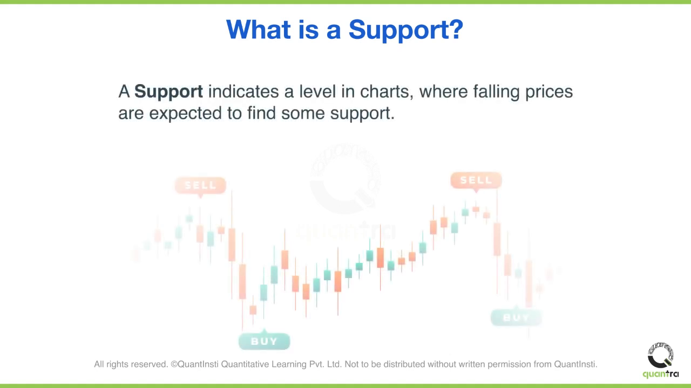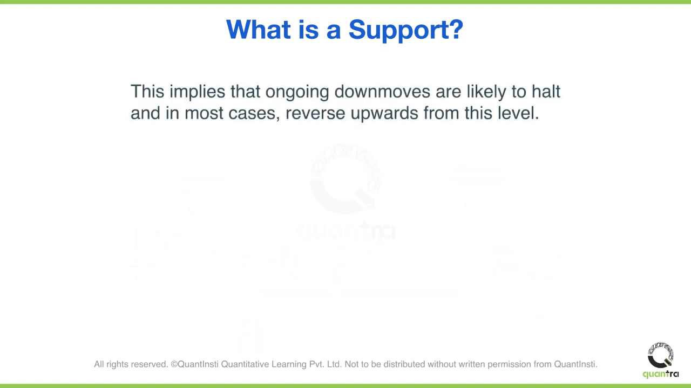A support indicates a particular level in a price chart, where falling prices are expected to find some support. In this case, what we are trying to imply is that ongoing down moves will most likely halt and in most cases reverse upwards into an up move from this level.